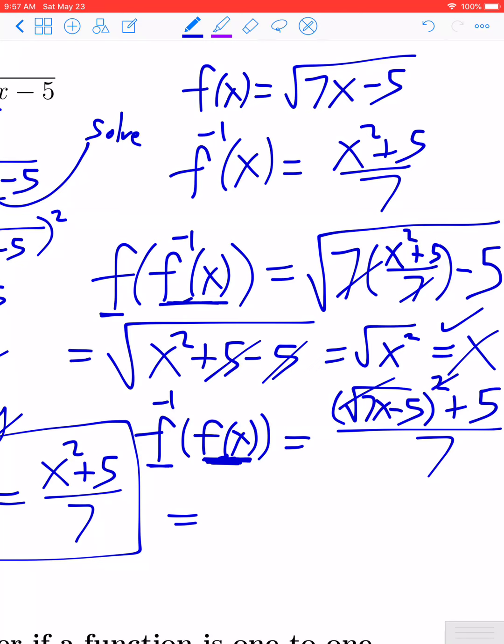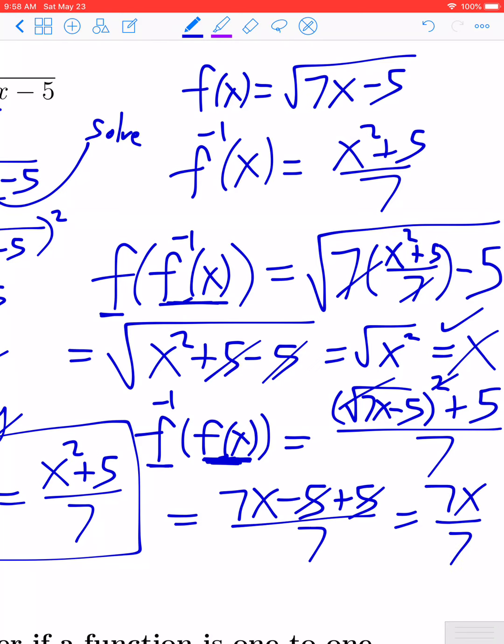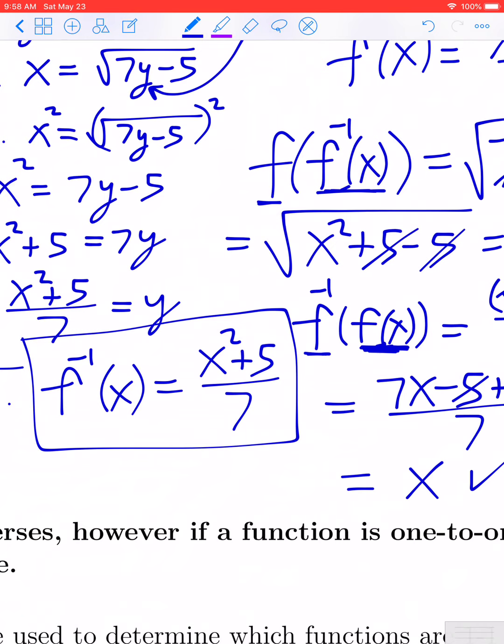The square root and the square cancel. So I get 7x minus 5 plus 5 divided by 7. The minus 5 and the plus 5 cancel. So we get 7x over 7. And then the multiplication and division by 7 cancel. And again, we do get x. So we have verified and proved that we did find the correct inverse.